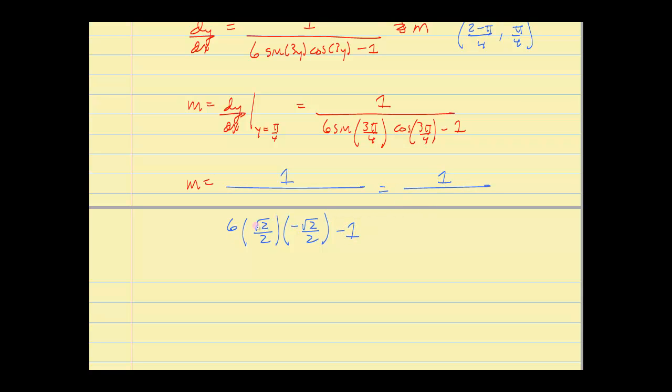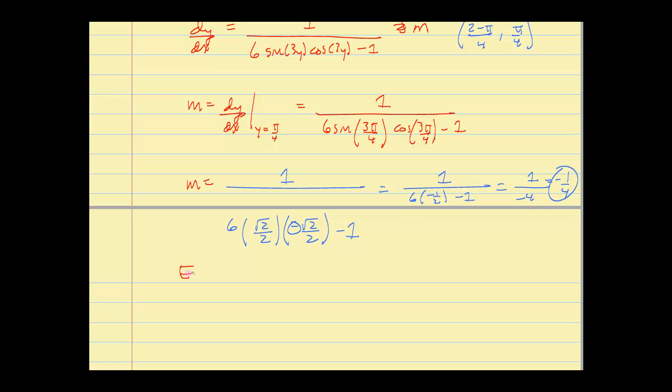Simplifying, looks like we end up with root 2 times root 2 is 2. 2/4 is the same as 1/2, but this is going to be a negative. So again, this is negative 1/2 minus 1. 6 times a negative 1/2 is a negative 3, minus 1 is a negative 4. So I get negative 1/4 for my slope here.